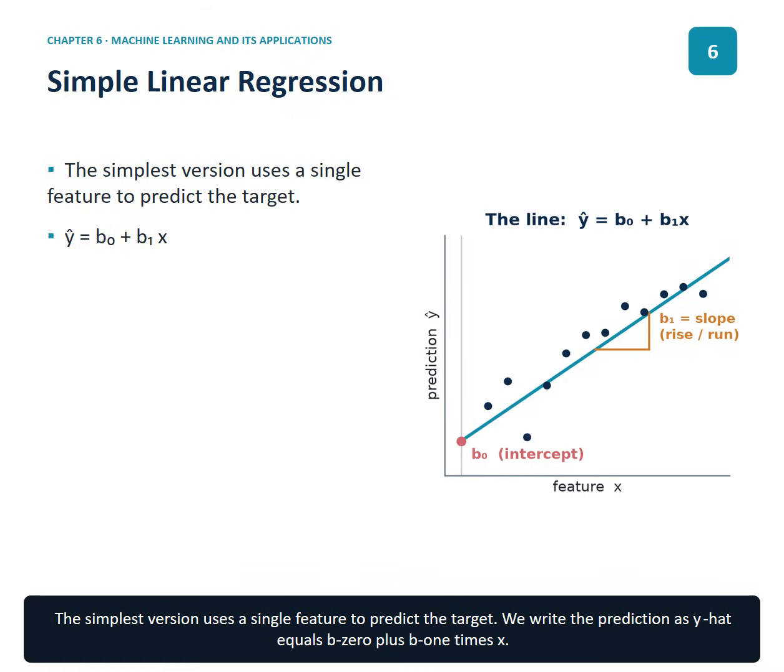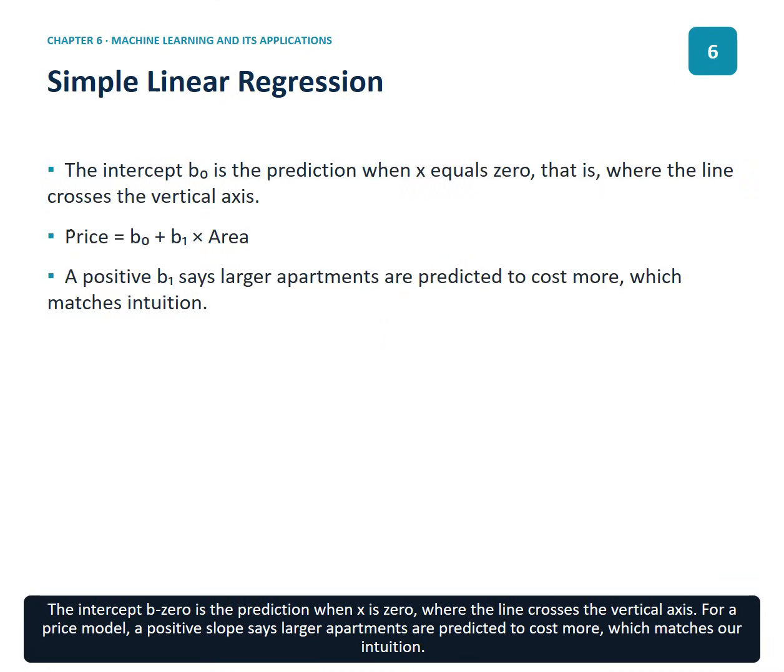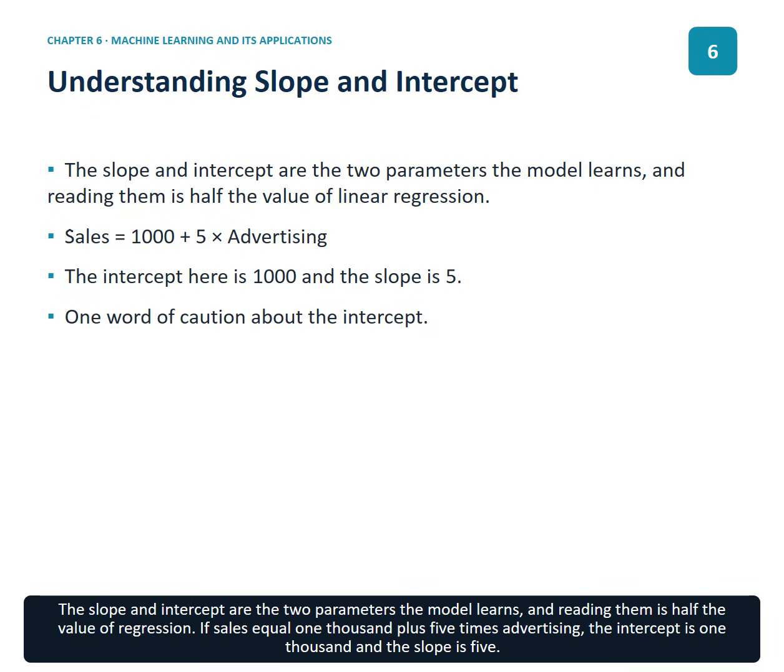We write the prediction as y hat equals b0 plus b1 times x. In that equation, y hat is the predicted value, x is the input feature, b0 is the intercept, and b1 is the slope. The intercept b0 is the prediction when x is 0, where the line crosses the vertical axis. For a price model, a positive slope says larger apartments are predicted to cost more, which matches our intuition. The slope and intercept are the two parameters the model learns, and reading them is half the value of regression.